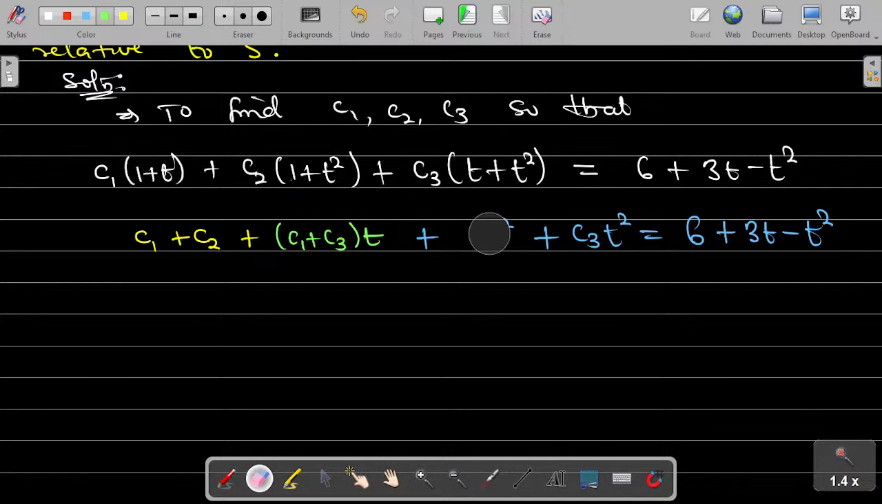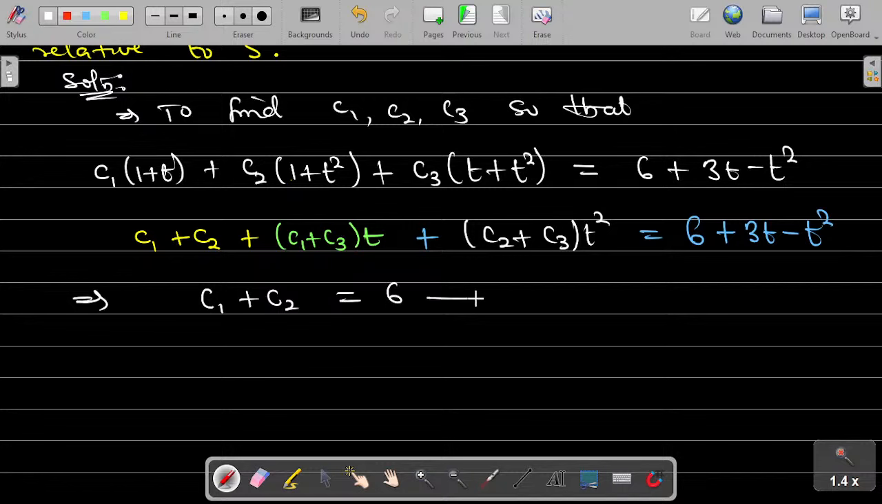Okay, so c2 plus c3 all in bracket t squared. Okay, so if we now compare coefficients on both sides of the equation, then c1 plus c2, which are the constants, should be equal to 6, equation 1.